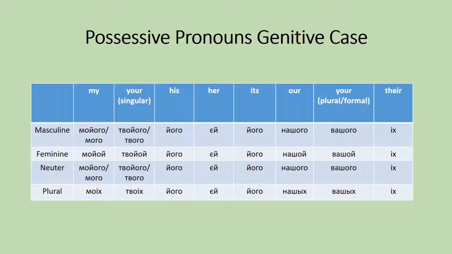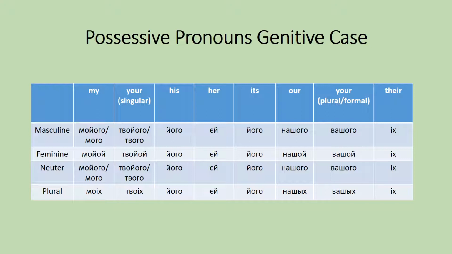Next, let's go on to neuter. My is moyoho, or alternatively, moho. Your singular is tvoyoho, or alternatively, tvoho. His is yoho. Her is yay.